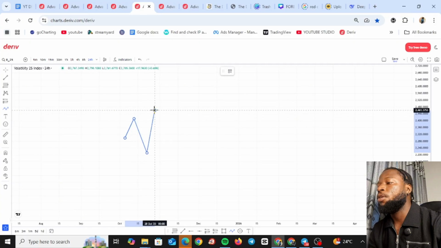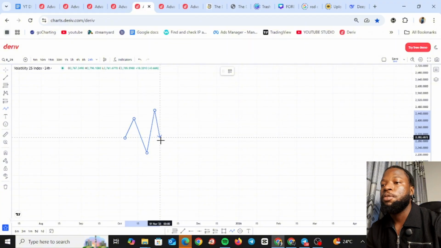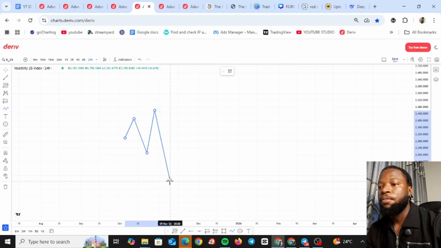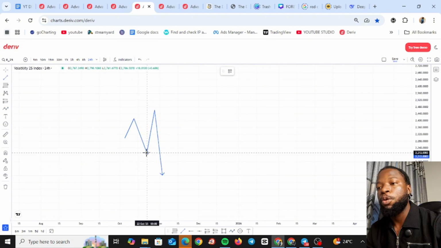All right, and the second rule is there must be a break of structure to the opposite direction. So this is a break of structure to the opposite direction. Now this becomes your break of structure. Okay, I'm going to mark it. This is a break of structure to the opposite direction, which is rule number 2.